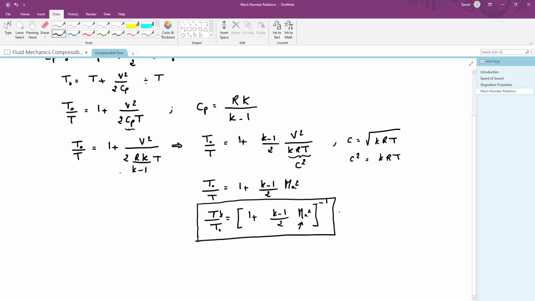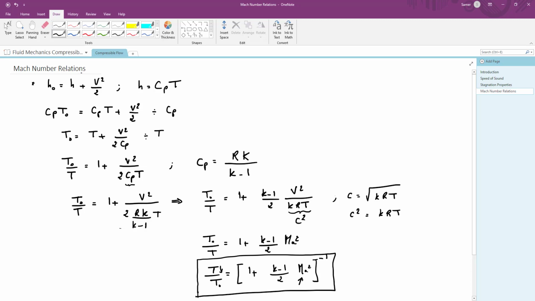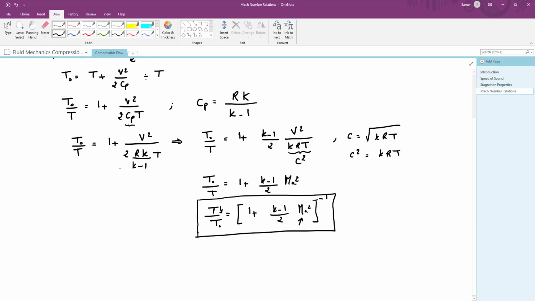Please remember that this relationship is only applicable for adiabatic flow, because we started the development of this expression from h naught equal to h plus V square over 2, and the definition of the stagnation enthalpy is only valid for adiabatic flow. And you can also say that this expression is valid for isentropic flow, because isentropic flows are simply adiabatic and reversible flows. So isentropic flows are adiabatic flows, but you cannot say the inverse, that all adiabatic flows are isentropic. To make this short, this equation is applicable for adiabatic flows and also for isentropic flows.